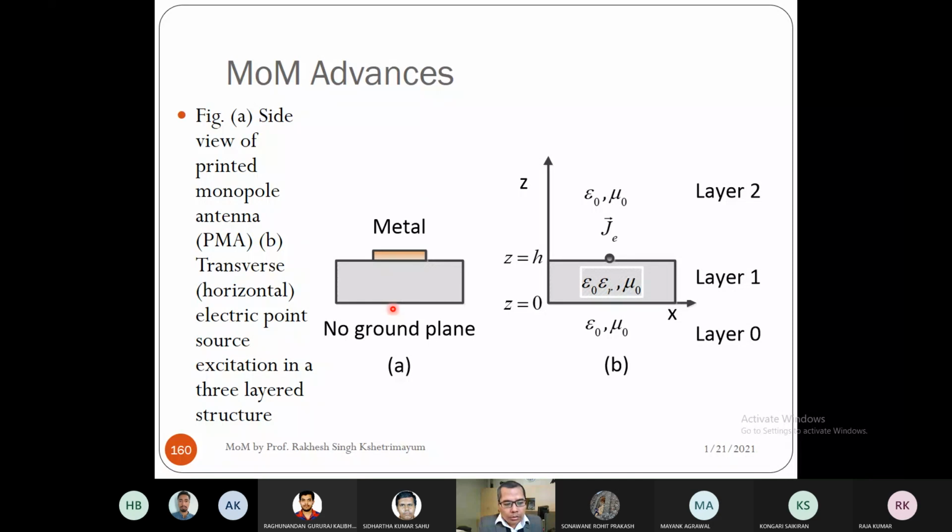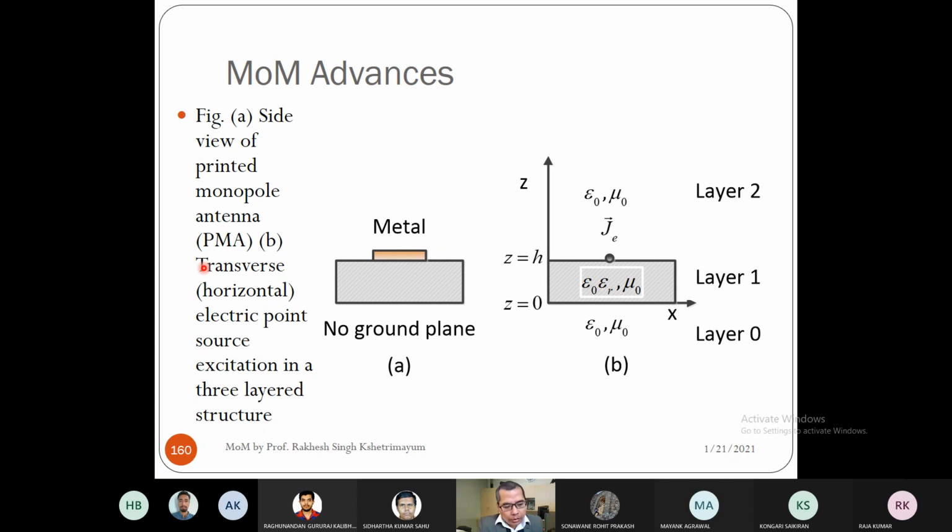And usually we use this for analysis of an antenna which is called the printed monopole antenna, which is a variant of the microstrip antenna. In the microstrip antenna, you have a ground plane here. But microstrip antenna has a very narrow bandwidth, usually 5%, 7%. If you remove the ground plane below the microstrip antenna, you have something called a printed monopole antenna. We have done a lot of research in that.